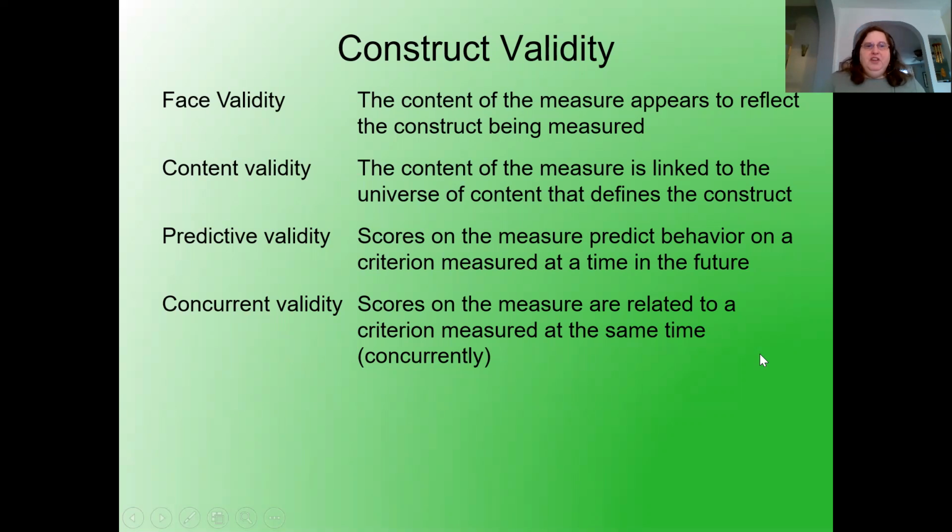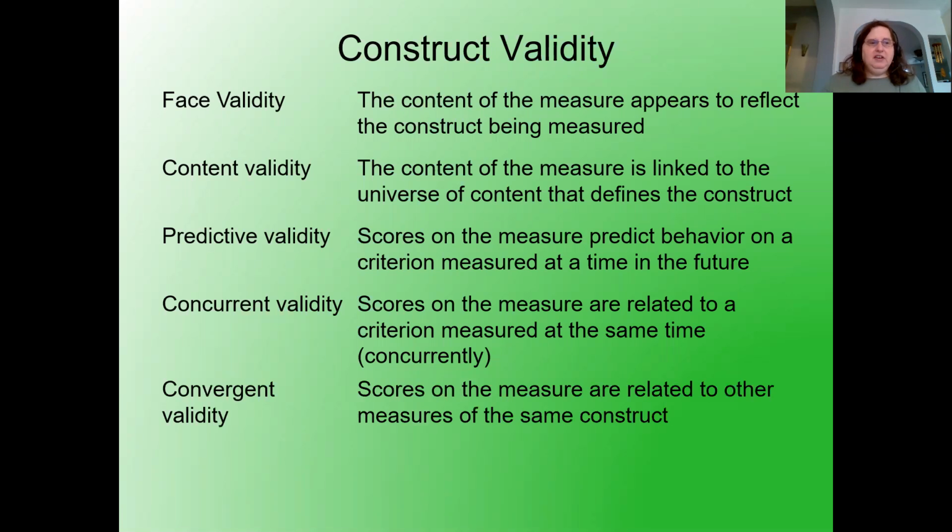Okay, so concurrent, we said, now this is similar, but it's at the same time. So now let's consider you're trying to measure shyness. And you're going to have salespersons make cold calls to potential customers. Well, those who are more shy will probably score lower on how they do with these cold calls. Could be something else. Anything that you're measuring at the same time that you're looking to see if it's measuring the right criterion.